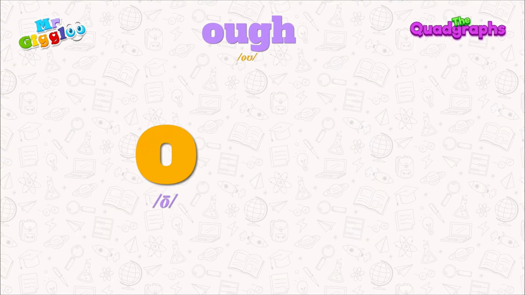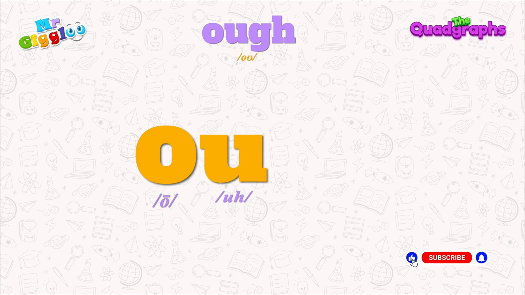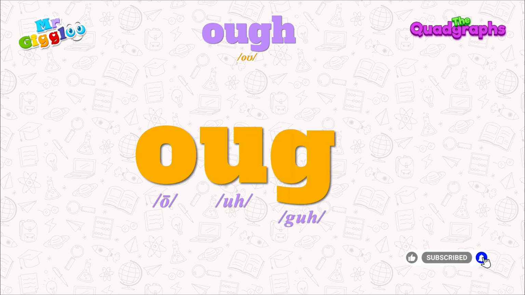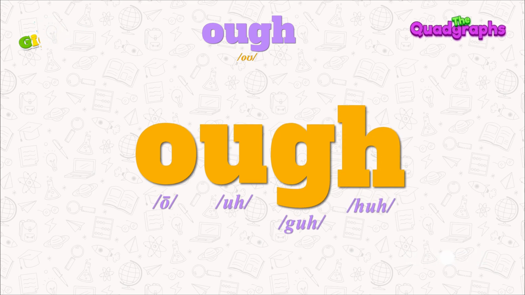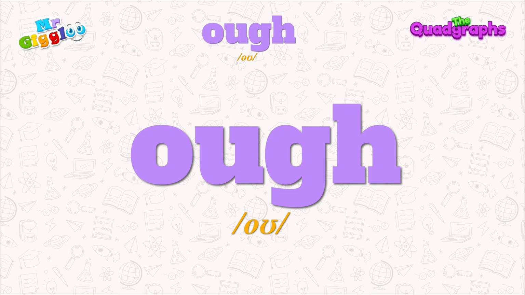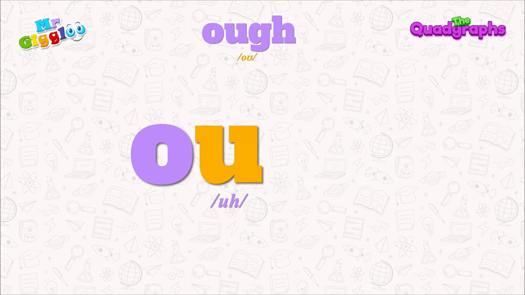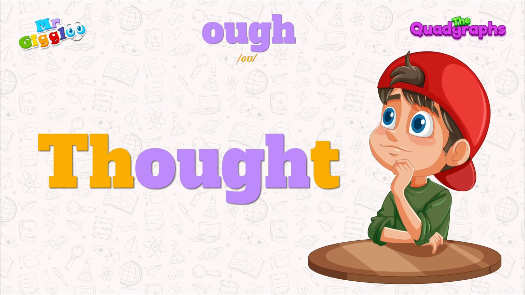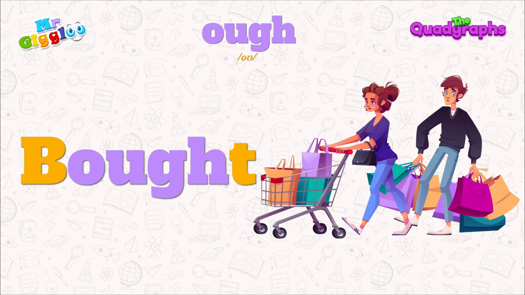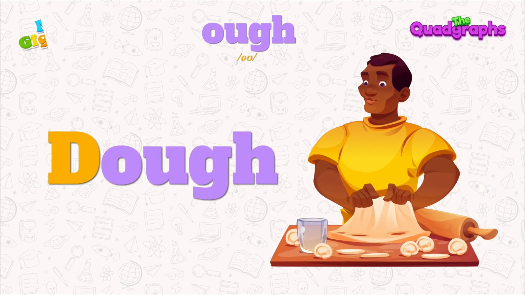We already know the sound of O is O, and the sound of U is U. G says G. The sound of H is H. But when these four letters come together, they make one sound, but it has three versions. In the first version, U, G, and H become silent, and O calls its name, just like in the word thought, bought, dough.